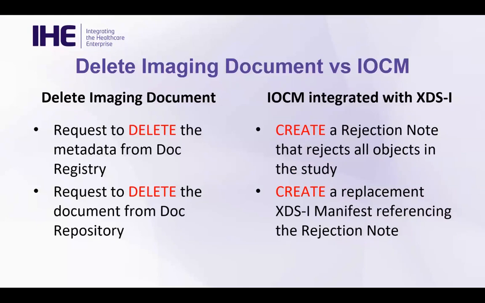The imaging document source will now create a brand new manifest that references this rejection note, and this new manifest will be used to deprecate the existing manifest and used as a replacement. Okay. So the existing manifest will now have a deprecated status. A new manifest will be published to XDS, and the new manifest will only reference the rejection note, and the rejection note will reference the rejected objects. Okay, perfect. Very, very clear.